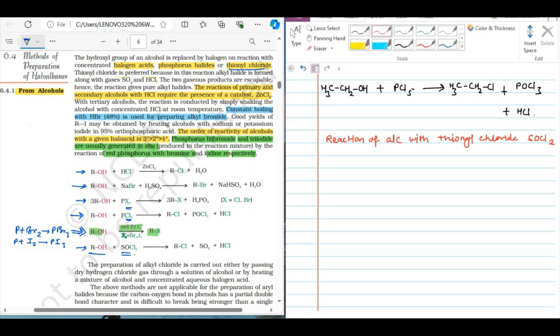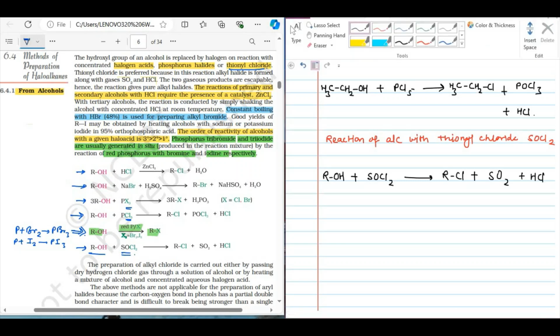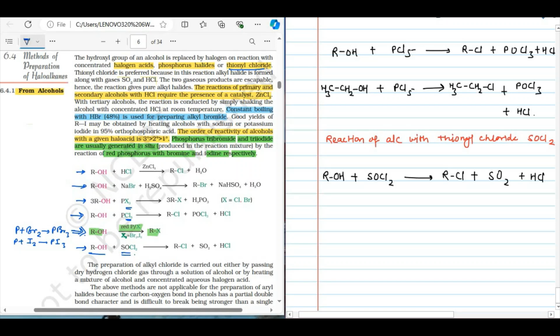So let's write the general reaction first, then we are going to discuss the specific reaction. Here this is ROH. When it reacts with thionyl chloride SOCl2, it gives RCl, SO2 and HCl. SO2 is a gas and HCl is also a gas. As these two are gases, they escape from the reaction mixture and you will get pure alkyl chloride.